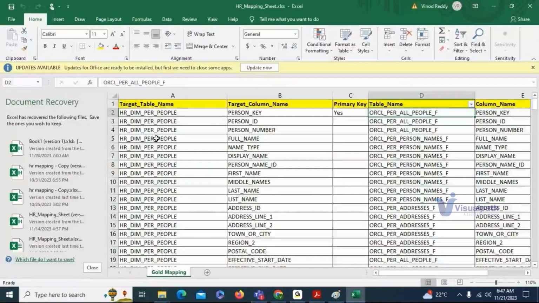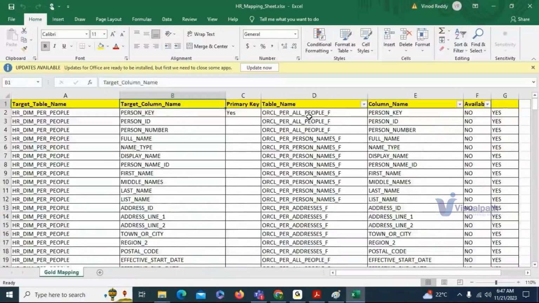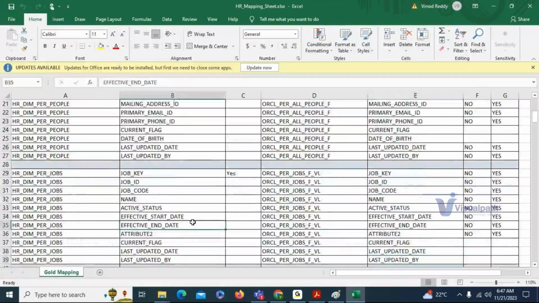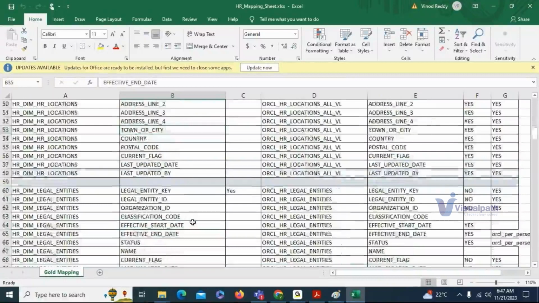With the dimensional modeling, you are going to take the source table and then the target table. This is the target table with the dimensions and facts. You are going to create this mapping document, and how to derive, what to derive, and all this. Then you are going to do the development.